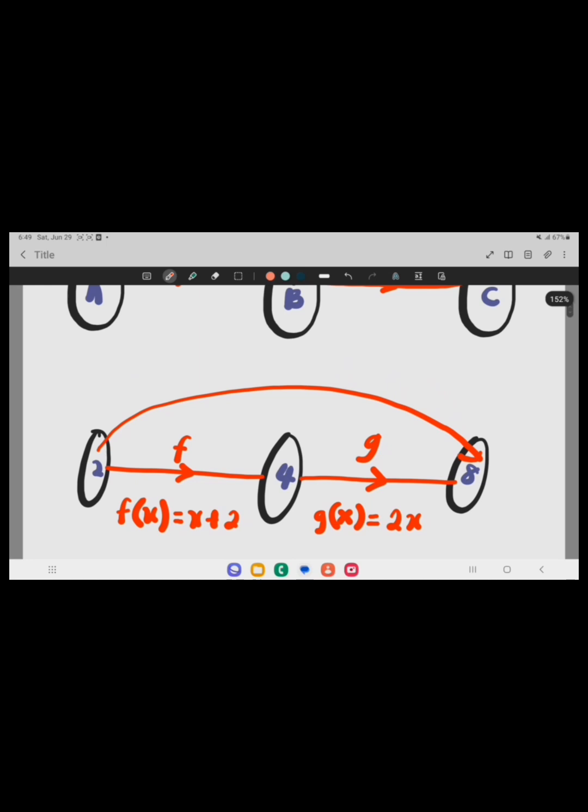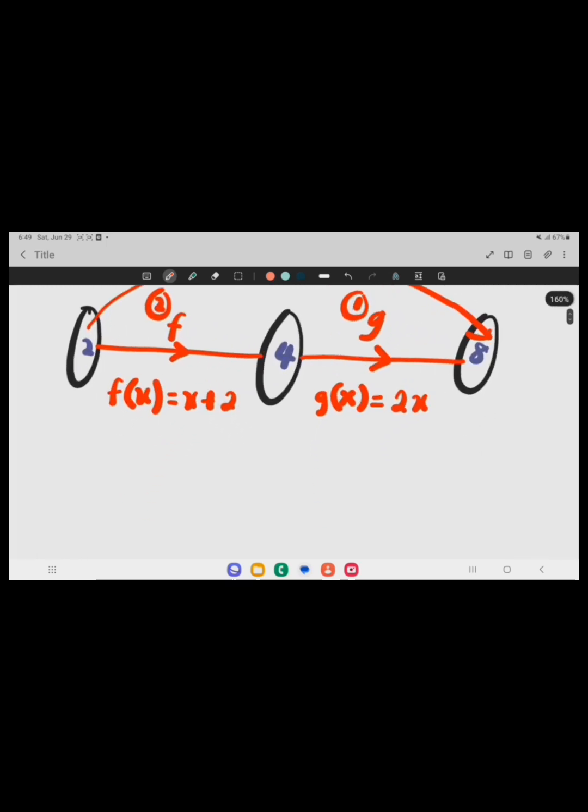Is it fg? No, always start reading from the function that is located on the right hand side first. So it will become g, and then only write the one on the left hand side, which is f. So how to find the composite function, which is gf?